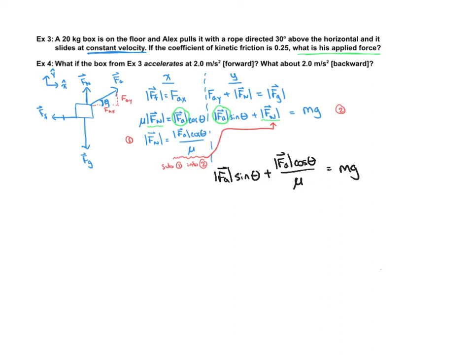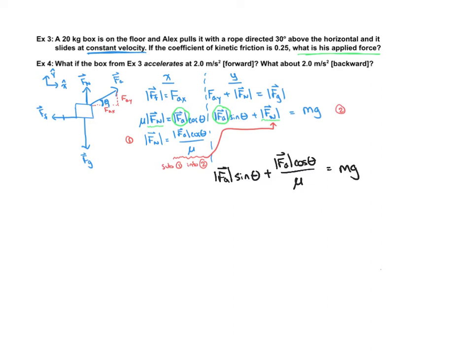So one approach would be to just fill in all the values now. Fill in theta and get sine theta. Fill in theta and get cos theta divided by mu, figure out the number for that. And fill in m and g and figure out the number for that. And then collect like terms and isolate. So that's one approach. The approach I'm going to do is to do it all symbolically first.